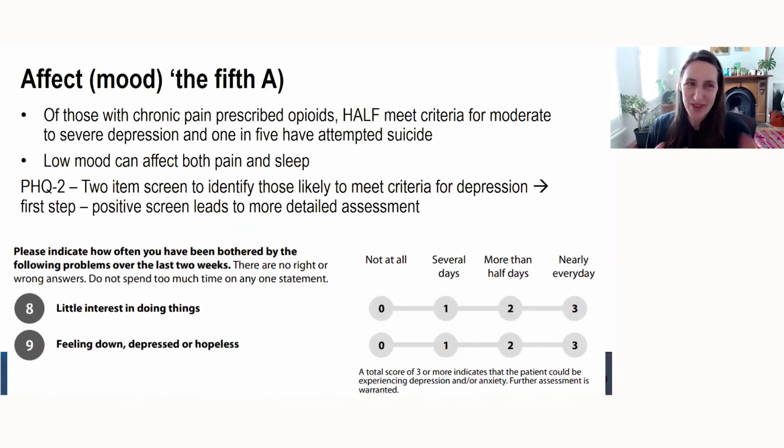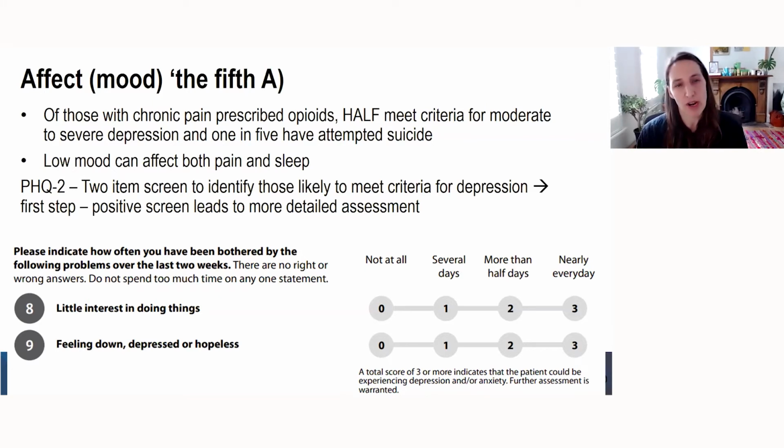So moving on to the fifth A that's covered in the tool, which is affect. We know that among people with chronic pain, around half meet criteria for moderate to severe depression, and we see that 1 in 5 have attempted suicide. So it is really important that we are monitoring these kinds of things for people who have chronic pain and are prescribed opioids. So we've included in this screening tool the PHQ-2. It's a very short tool, but it's really well validated to identify people who might be experiencing depression or anxiety.